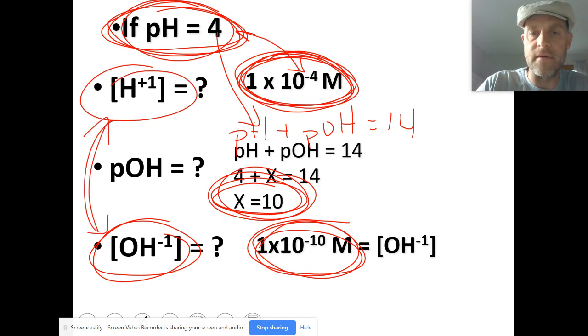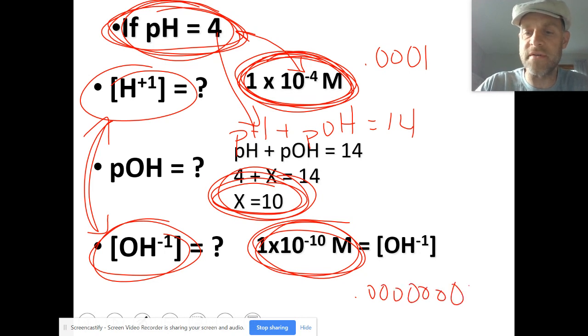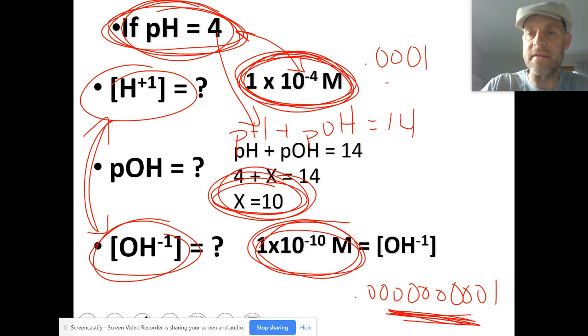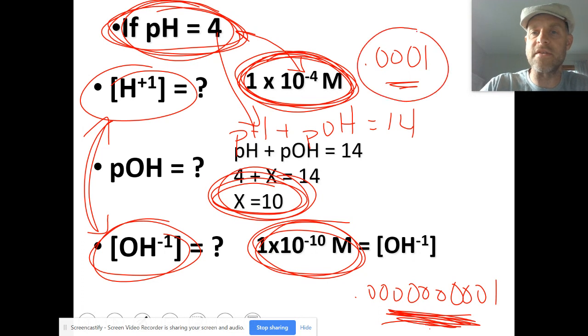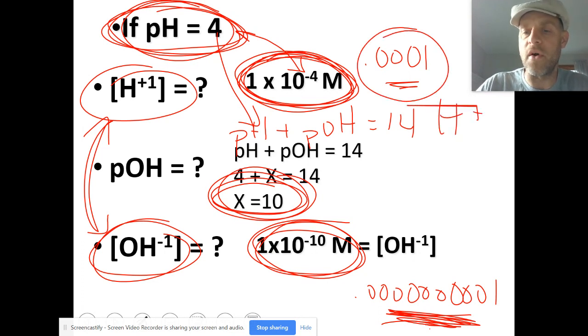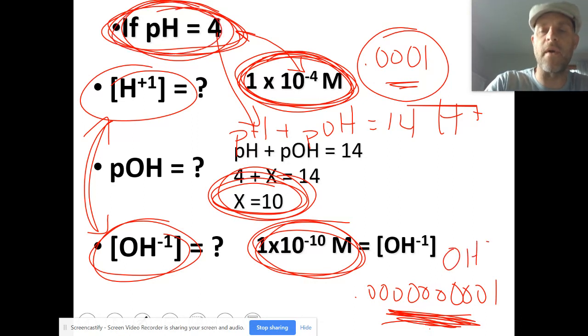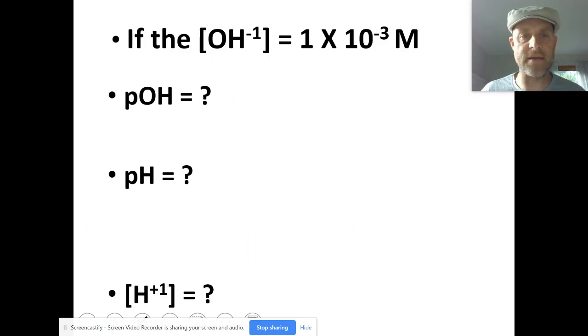Well, this is 0.0001. This one is 0.0000000001. This is a really small number. This is small. This is really small. This is a lot smaller. This is larger. So I have more H pluses than I have OH minuses. So this is an acid, pH of 4. Remember the scale. Anything less than 7 is an acid.